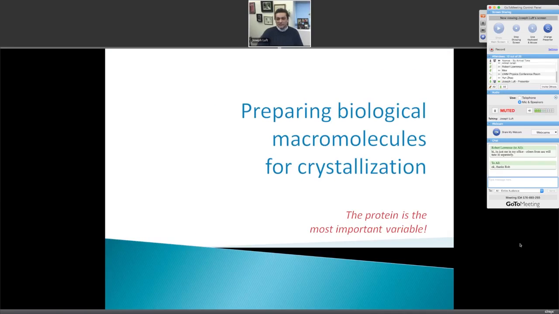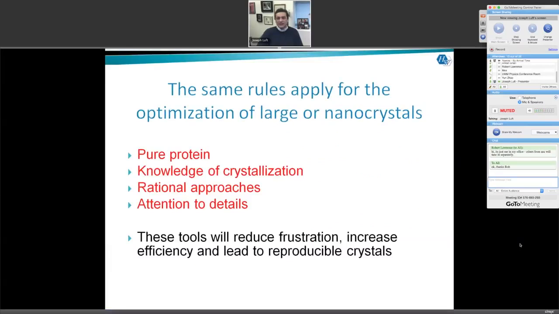Okay. I'm going to skip backwards now, I guess, and talk a little bit about preparing proteins for crystallization. So the protein is by far the most important variable in the crystallization experiment. And the same rules apply whether you're trying to grow large crystals or very small crystals. You want to start off with a pure protein. You want to have some basic knowledge of crystallization, use rational approaches, and pay great attention to details of the experiment.